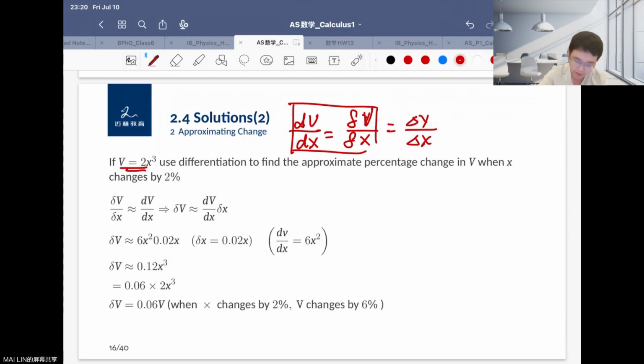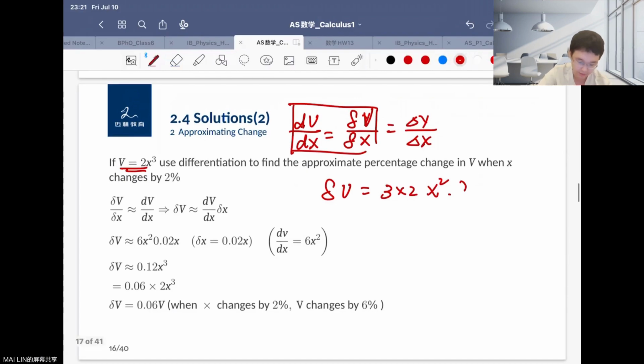Okay, so first we can say that the change in volume is dV over dx. So here is 3 times 2x squared, right? So put the power above, and then power minus 1, right? And then times the change delta x, right? So the problem is that when x changes by 2%, how much will it change, right? So here you can find the final answer, you can set it as 6 times x squared times the change in x. Okay, that is it.